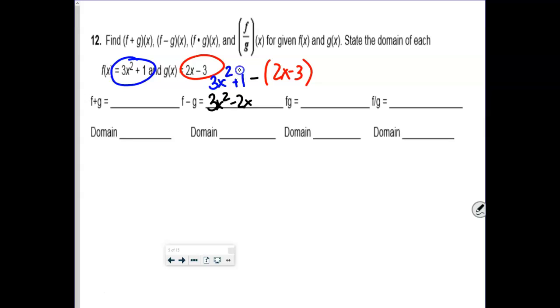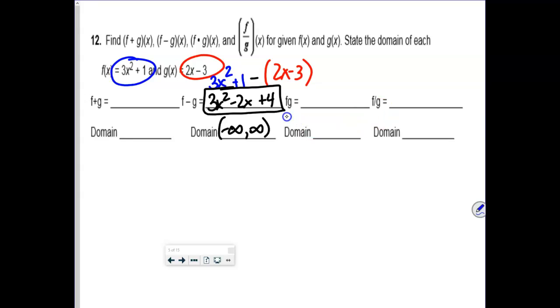What happens to this constant, though? This is a 1 minus negative 3, better known as plus 4. Your final results, this new function, is a polynomial, so the domain has no restrictions on it, negative infinity to infinity.